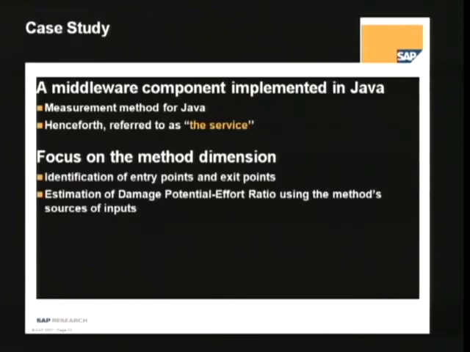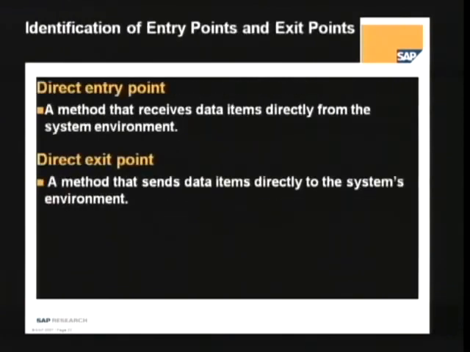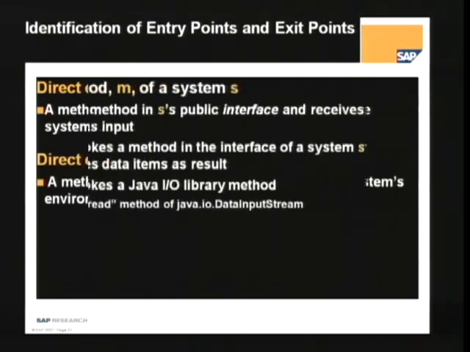For this, we had to identify the entry points and exit points of the service, of the application, of the code, and also estimate the damage potential effort ratio using the method's sources of inputs. I mentioned entry point and exit point. So what's an entry point? What's an exit point? An entry point is a method that receives data items from the system environment. An exit point is a method that sends data items to the environment.